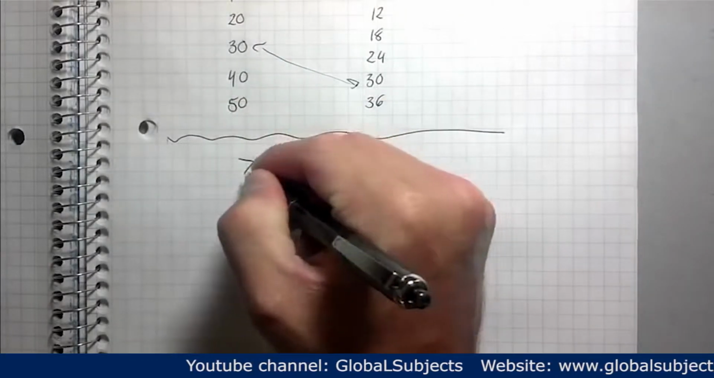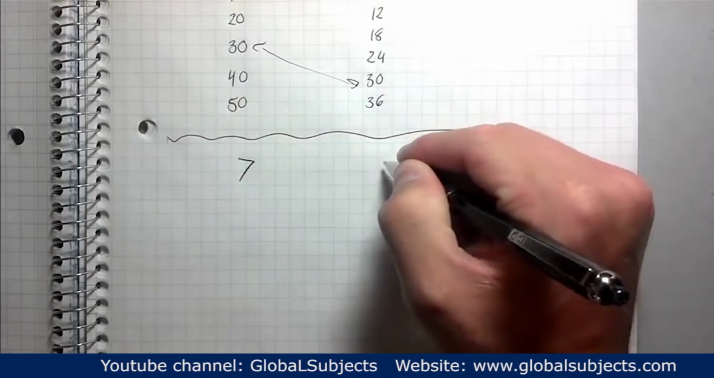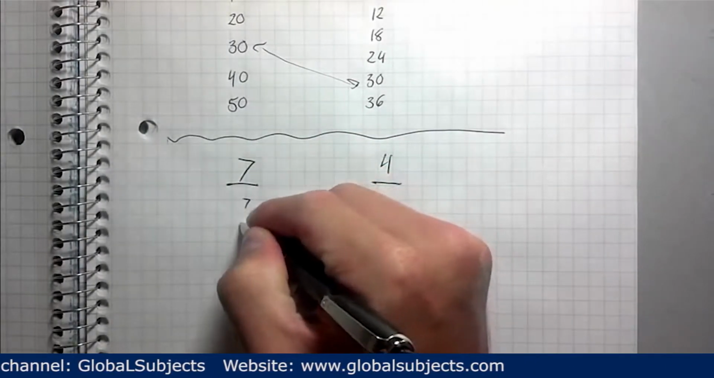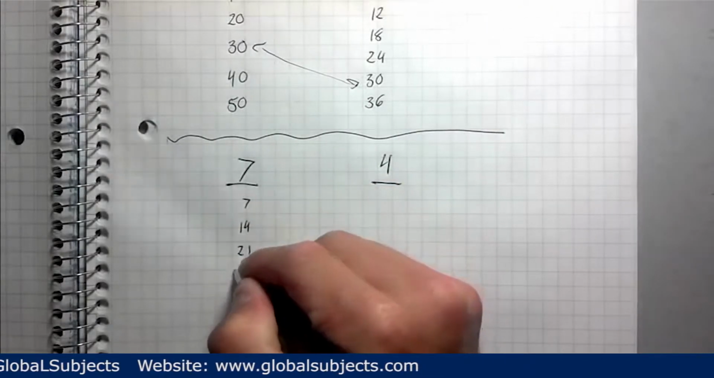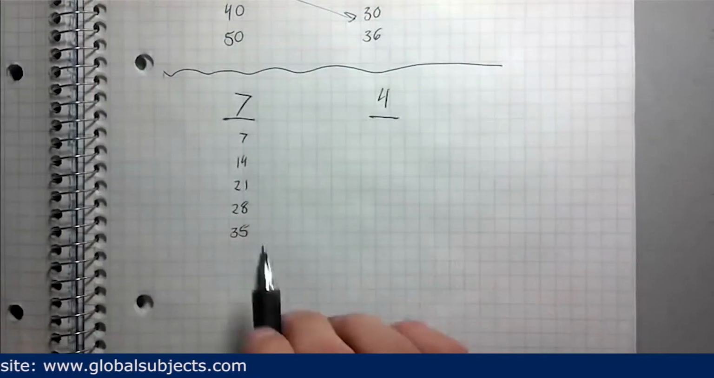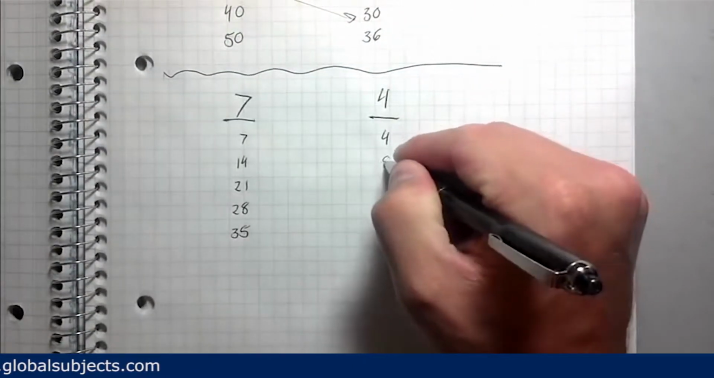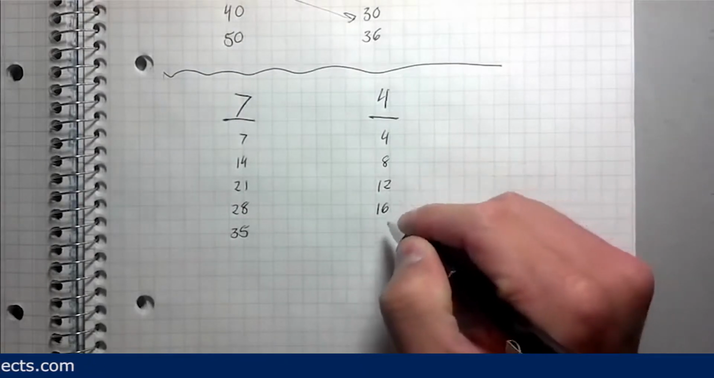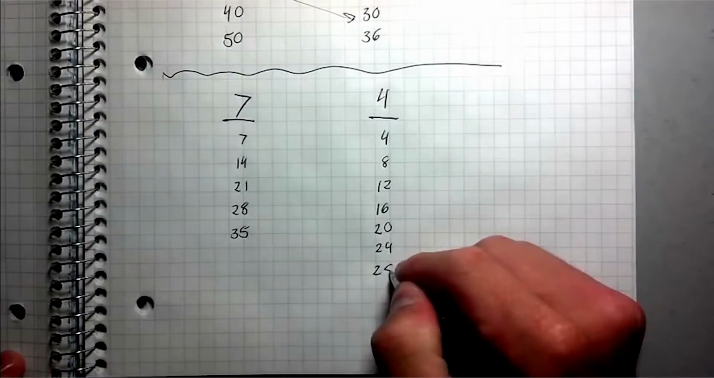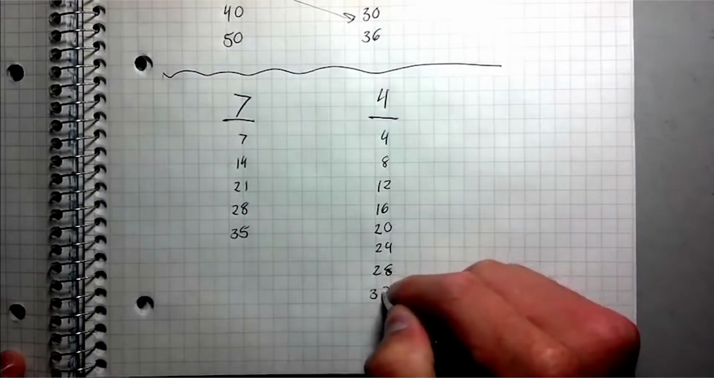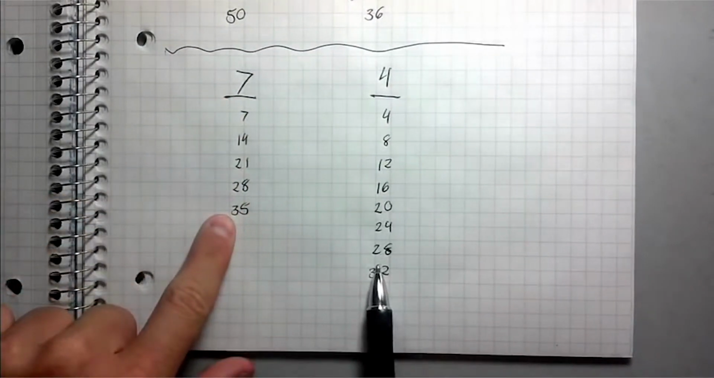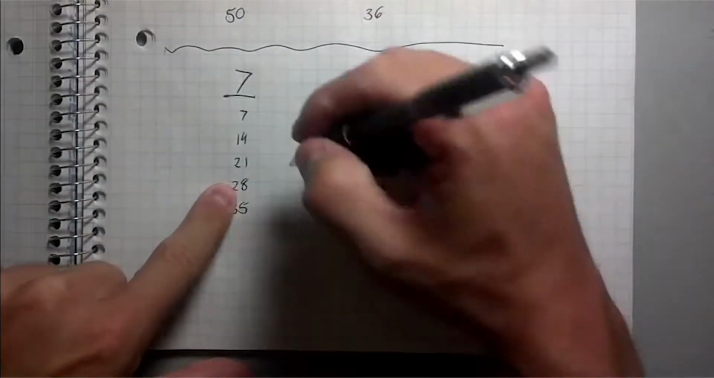So here's another example. How about the number 7 and the number 4? I'm going to do the same thing. I'm going to list the multiples of 7: 7, 14, 21, 28, 35, etc. So how about 4 now? Count by 4s. 4, 8, 12, 16, 20, 24, 28, whoops, 32. Okay, so we're going to do the same thing here. Let's look for the smallest number that both of these columns of numbers have in common. Well, it'd be 28, right? Wouldn't it?